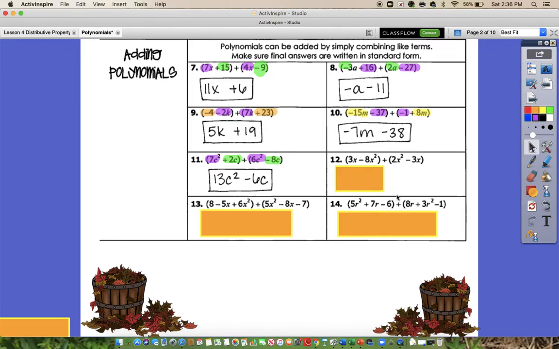Okay, for number 12, same thing. I can only combine this 3x with negative 3x. And then I can combine negative 8x squared with positive 2x squared. So since my standard form goes from descending order for the exponents, I'm going to start with my x to the second power terms. So negative 8x squared plus positive 2x squared would give me negative 6x squared. And 3x minus 3x would give me 0. So I'm just going to have negative 6x squared as my final answer.